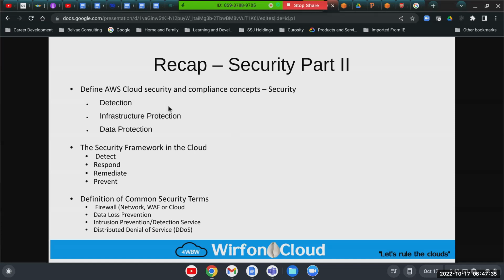In detail as to what services actually fall within those various elements. We looked at the security framework: detect, respond, remediate, prevent. Those 4 steps which you can use to address any kind of security breach within your network. And we've talked also about some security terms which are there.